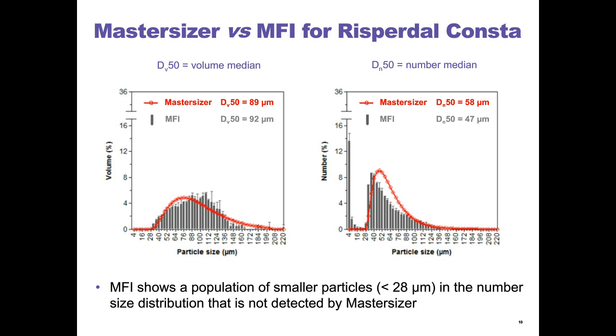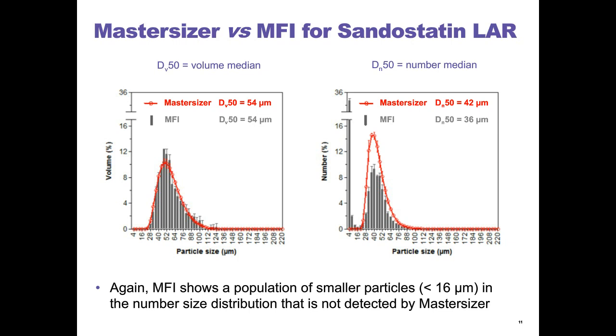We found the same trend for Sandostatin LAR. Again, the volume size distributions shown on the left measured with the two techniques were rather similar, with a DV50 value of 54 micron measured with both techniques. However, the number size distributions shown on the right reveal a clear difference between the two techniques. This was reflected by the DN50 value of Sandostatin LAR, which was 42 micron measured with Mastersizer and 36 micron measured with MFI. MFI showed an additional population of smaller particles, this time less than 16 micron, in the number size distribution that was not detected by Mastersizer.